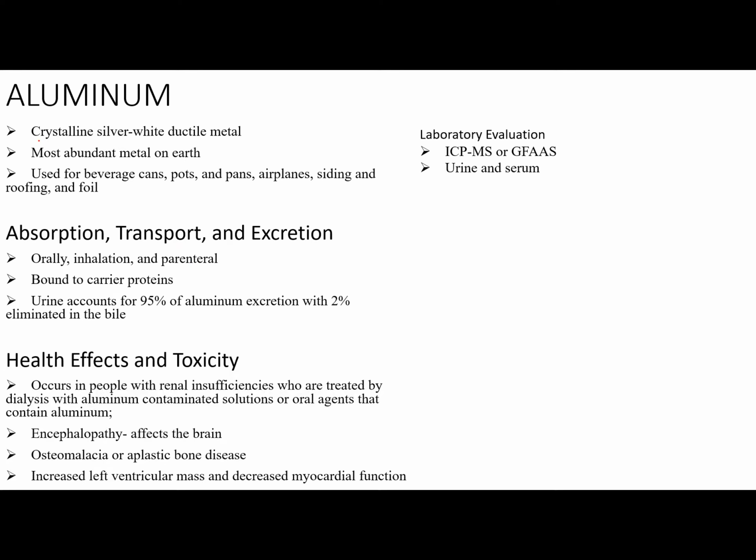Now, aluminum, class, is a crystalline silver white ductile metal. This is the most abundant metal on Earth, used for beverages, cans, pots, and pans, airplanes, siding, roofing, and foil. Now, ang aluminum nyo, class, is a very lightweight and sturdy metal. So, magaan siya and very sturdy siya or matibay siya. That's why it's being used on airplanes.